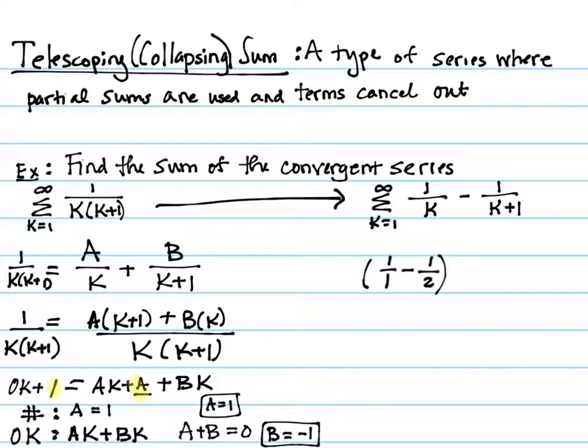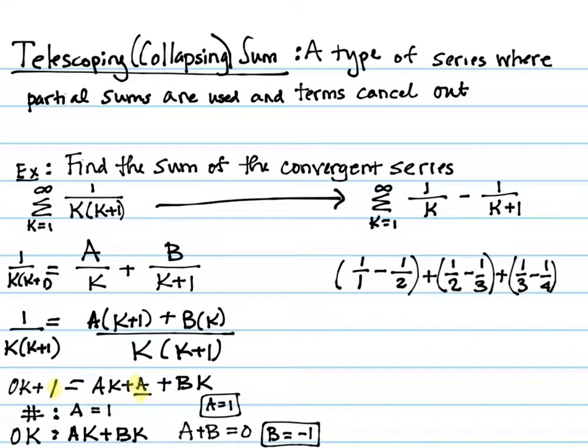What happens if I let k equal to 2? What do I get? 1 half minus 1/3. And what if k equal to 3? 1/3 minus 1/4. And this pattern continues, yes? Let me put a dot, dot, dot at the end here. But do you notice right here what happens?